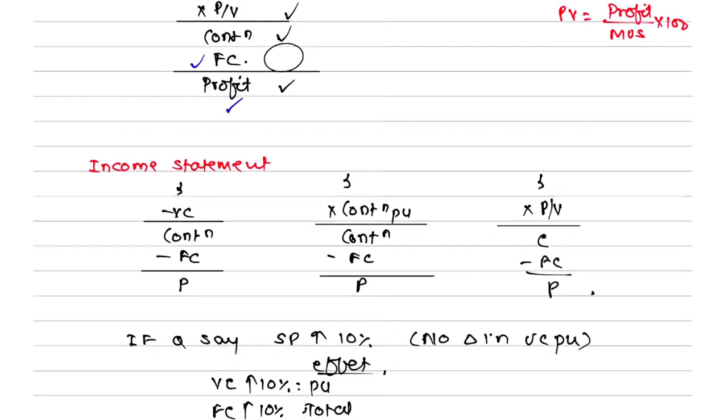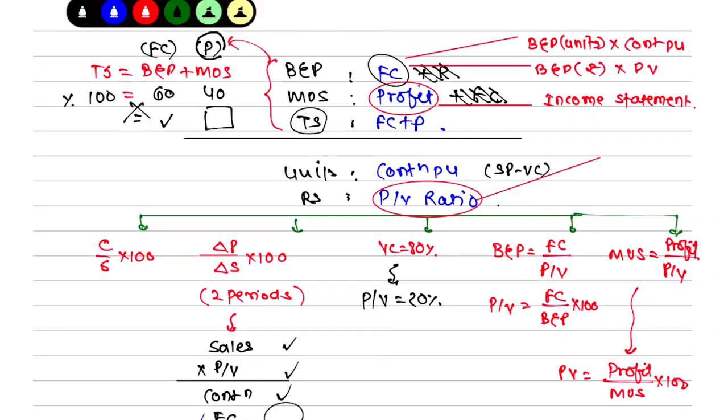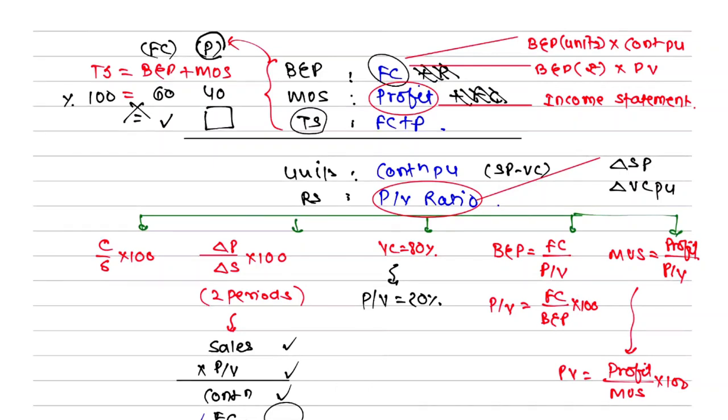Achha, okay, by discussing this, one more thing came to mind. When does my PV ratio change? If I just talk about this PV ratio, when will it change? It will change only in two cases: if there is a change in selling price or if there is a change in variable cost per unit. Does a change in fixed cost affect your PV ratio? No. A change in quantity also does not affect your PV ratio, because as sales increase, your variable cost also increases in the same proportion. Does it make sense?